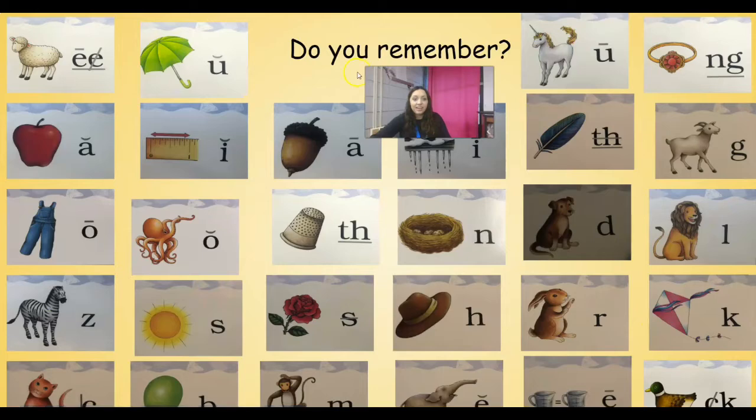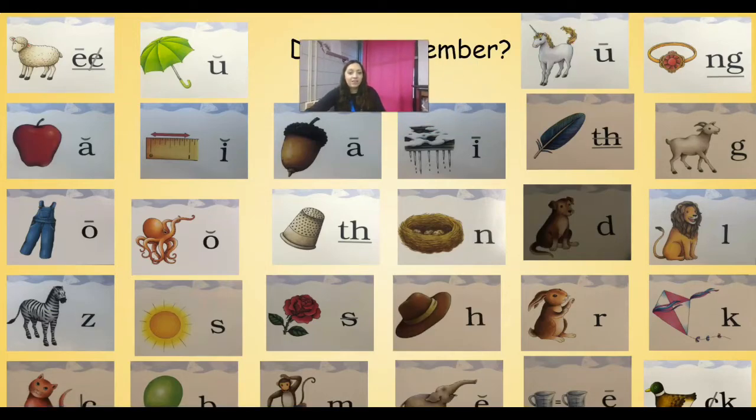Very good. All right, so let's look at our letter sound cards, okay? So remember, I'm going to say the word, then I'm going to say the sound it makes. You're going to echo it back, and then we're going to say the name of the letter just so we can hear it and make those connections. Are you ready? So we have sheep, E, E. Digraph EE, perfect. How about our next one? Umbrella, U. Unicorn, U. Ring, Ng. Digraph NG, very good.